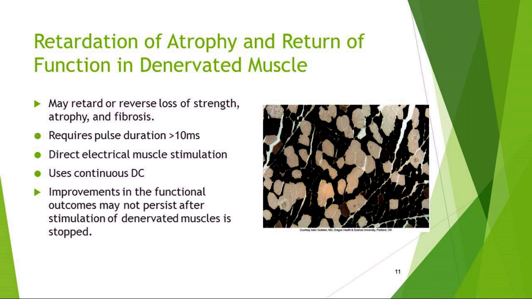We're usually using continuous direct current. We're not necessarily going to get improvements in functional outcomes, but we are trying to retard the loss of strength and atrophy. This is in the case where we expect, hopefully, the innervation is going to come back. You have a peripheral denervation injury, and we want the nerves to come back, so we don't want to lose muscle while we're waiting for that. When you're talking about something like a spinal cord injury where the muscle is not going to be reinnervated, there are different considerations, and we'll talk about that in the next section.